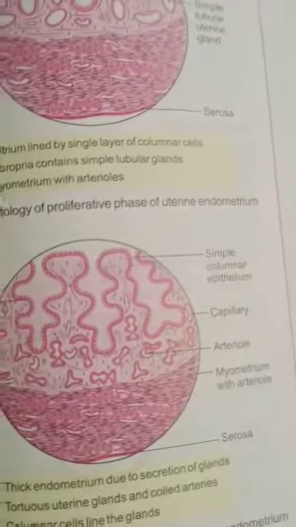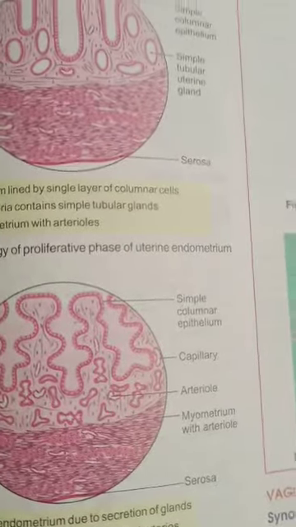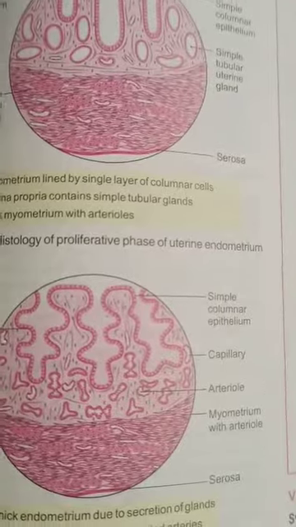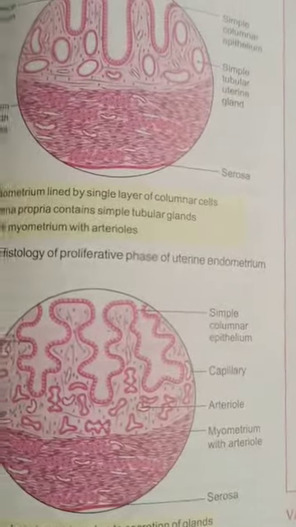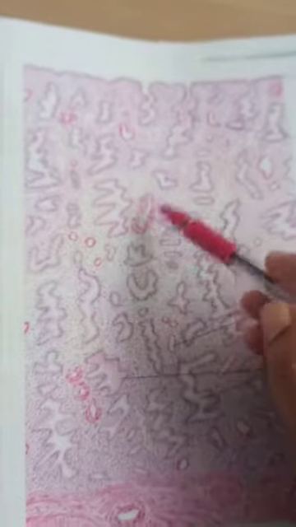Then the third stage is the menstrual phase. In the menstrual phase the arteries will burst, and the upper part of the endometrium will break down. Here we can see this is the progestational stage, the second stage, also known as the secretory stage, where the glands are tortuous and the arteries are also tortuous, and the thickness is increased.